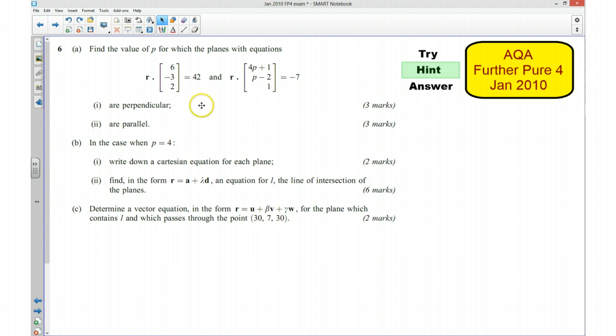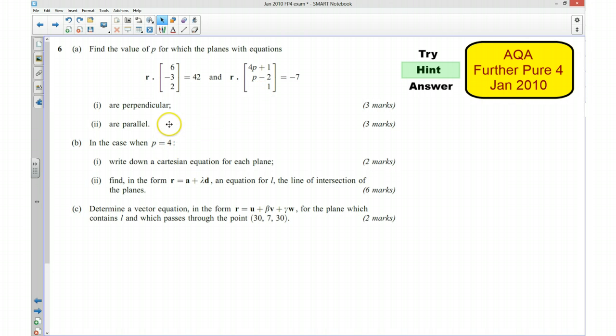Okay, so what we need to know is that these here are the normals to the planes, and if our planes were perpendicular to each other, what would that make the normals to each other? Well, if our planes were perpendicular, then our normals would be perpendicular to each other. So that tells us something about the dot product of our normals. The dot product of our normals should be something.